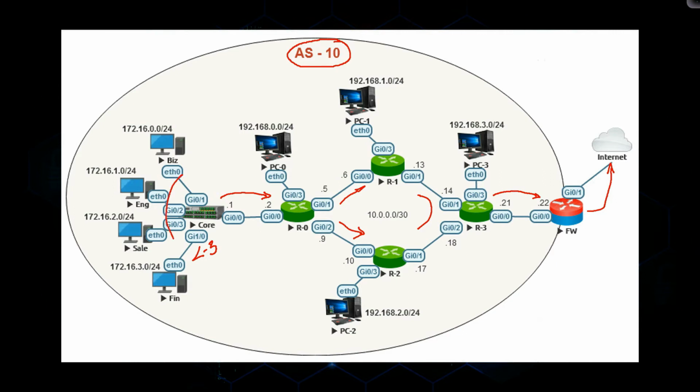Behind the core switch are 4 VLANs on the 172.16.0.0/24 subnet. On gigabit 0/3 of every router is a PC to simulate the LAN on the 192.168.x.0/24 subnet, where x is the router number.